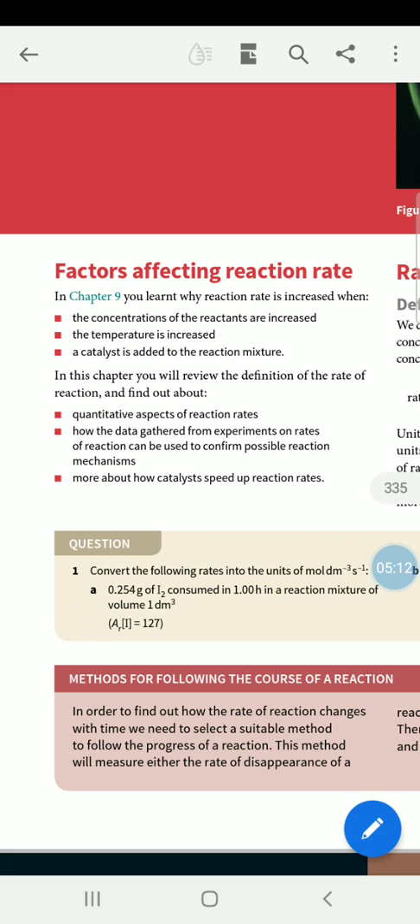So basically we will be looking at different aspects of this rate of a reaction, the quantitative aspects of reaction rates, that is the values involved in it, then how the data in relation to different parts of the chemical reaction get involved in the chemical reaction, and also how do they indicate that a reaction can happen, right?